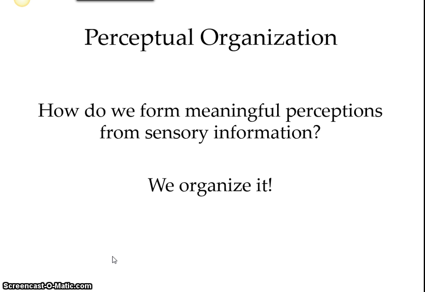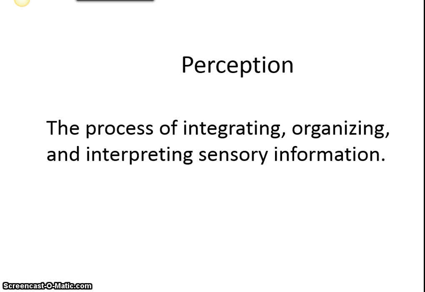In the early 1900s, German psychologists noticed that when given a cluster of sensations, we tend to organize these sensations into a gestalt. A gestalt is the German word for whole. And we do this in order to give the sensation meaning. The underlying principle to Gestalt psychology is this: the human mind abhors disorder or cognitive dissonance. We all have the urge to organize. So perception is the process of integrating, organizing, and interpreting sensory information.